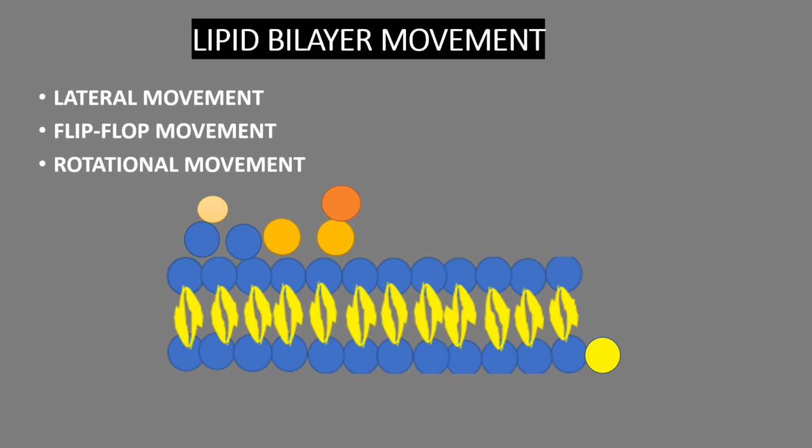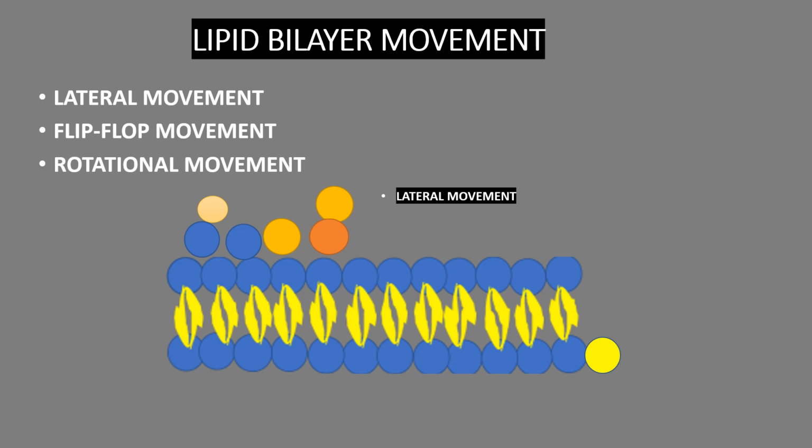For lipid bilayer movement, there are three types of movement: lateral movement, flip-flop movement, and rotational movement. Lateral movement is the movement of a lipid or protein in the same layer, laterally. If we see the animation, we can see that the phospholipid molecules move laterally in the same plane or same layer. This increases the fluidity of the cell membrane. So this is the lateral movement.